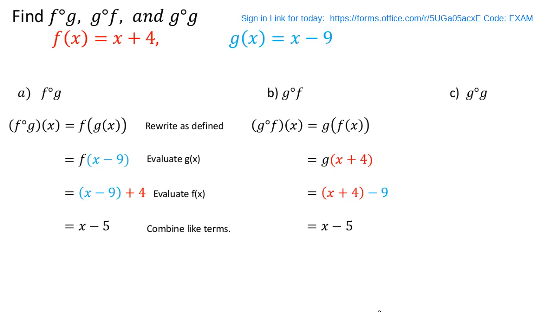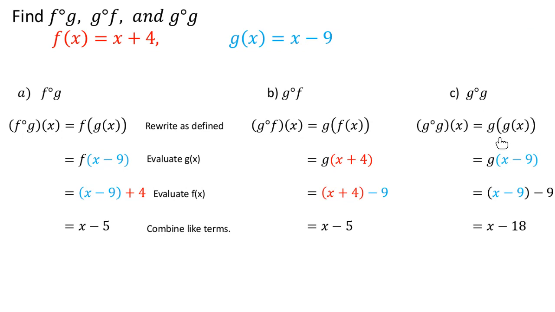So let's look at g composed of g. Here we have g composed of g of x. g of x is x minus 9, so I'm going to take all of this x minus 9 and plug it in for my x here. When I do that, I get x minus 9 minus 9, which gives me x minus 18. Any questions on the composition?